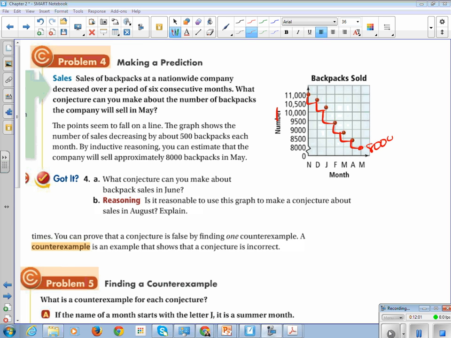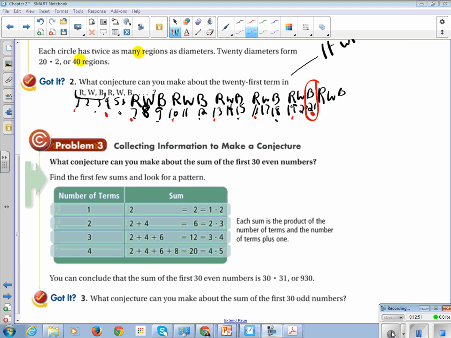True. We want to estimate a pattern so we can make a conjecture. If sales change by about 500 backpacks each month, you can subtract 500 from April sales to estimate May sales. True. If sales change by about 500 each month, you can add 500 to May sales to estimate June sales. False. We are subtracting each month. Now, make a conjecture about backpack sales in June. So June is going to be about 7,500. All right, so as promised, I backed it up to problem three, collecting information to make a conjecture.